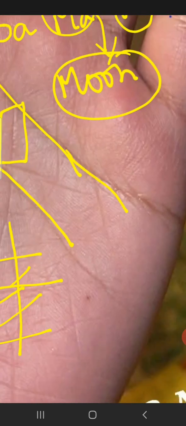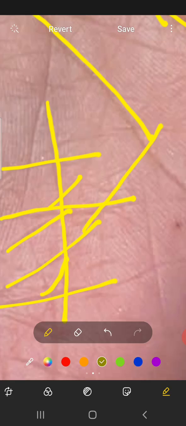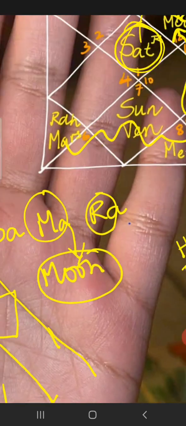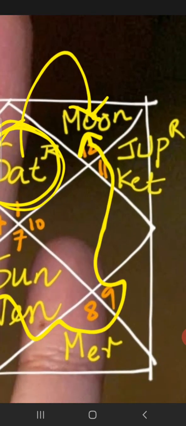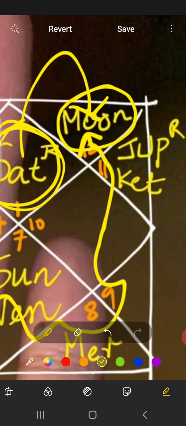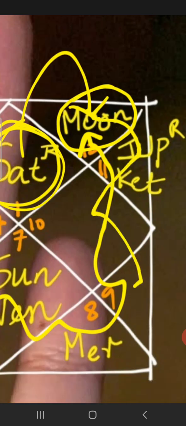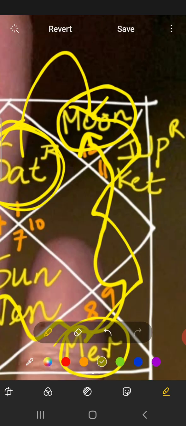Is that all? I don't think so. Look at this. These lines are actually joining the Budh Rekha. That means there is a role of Buddha also in this, in troubling the moon. Why is that? Let us look. See, the moon is in this house 1, 2, 3, 4. The Mercury is in trines to moon. Therefore, there is a moon Mercury Yuti as well.